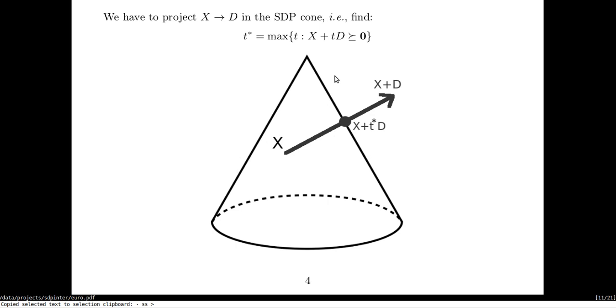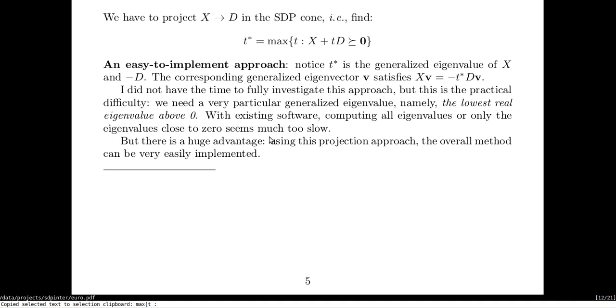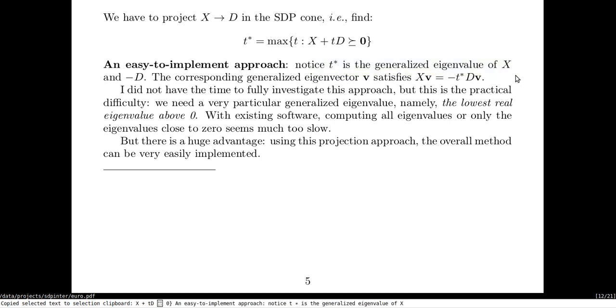Okay, let me say that the problem is quite easy if X is strictly SDP, as in this example. But if X is not strictly SDP, if it stays on the boundary of the SDP cone, the problem will be difficult. But let me just discuss a very easy to implement approach. So we need to solve this. Notice t star is the generalized eigenvalue of X and minus d.